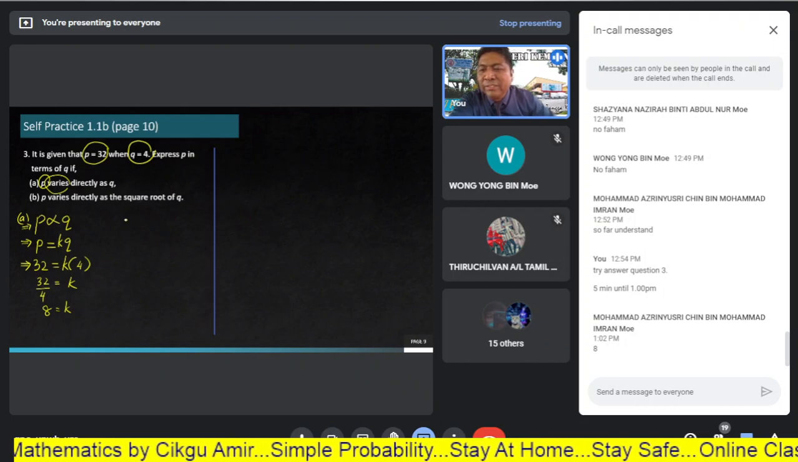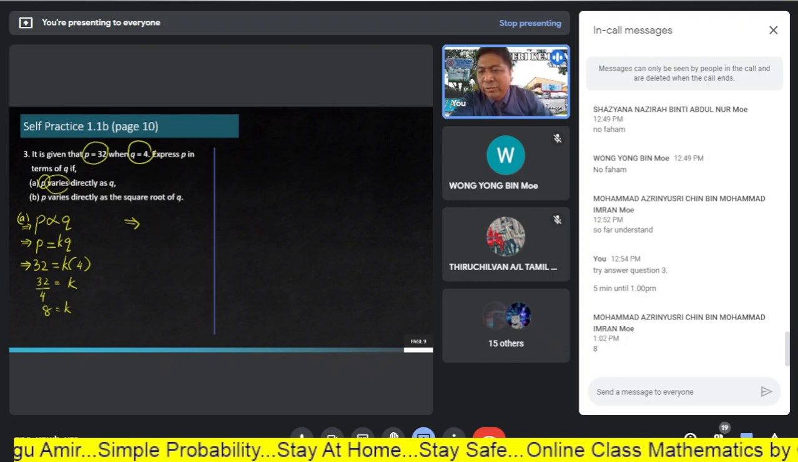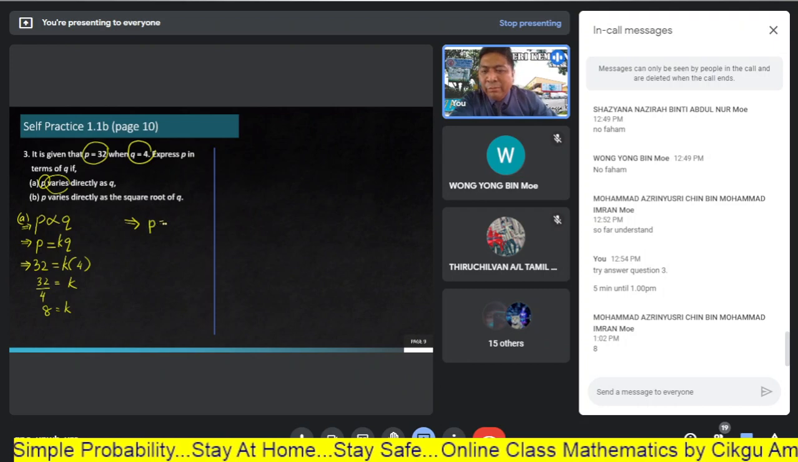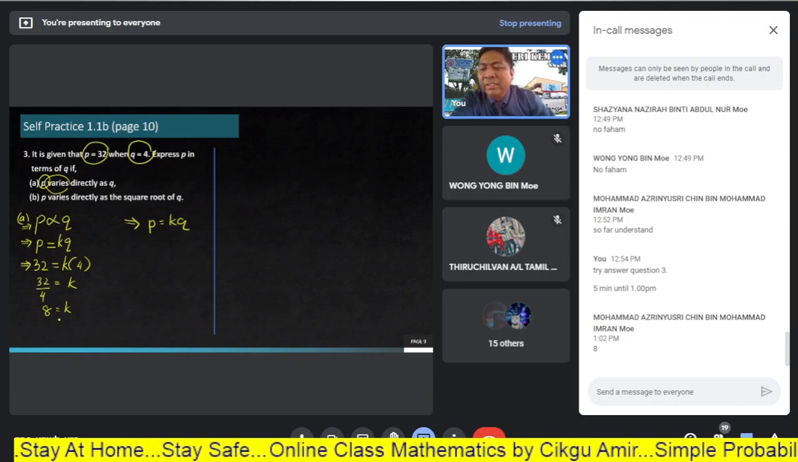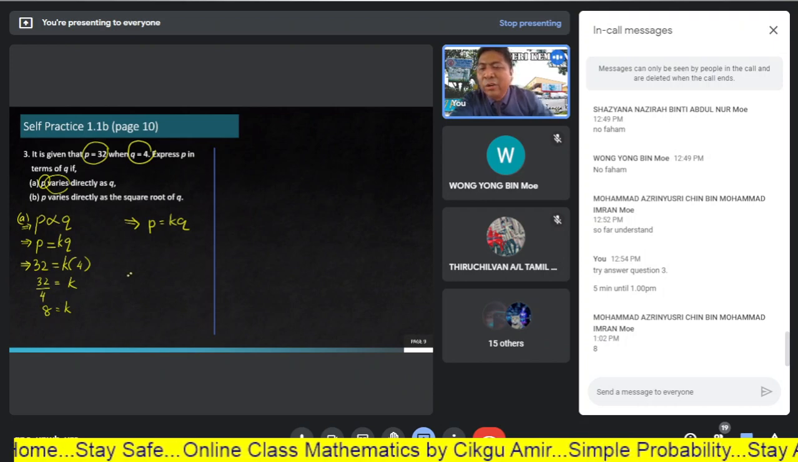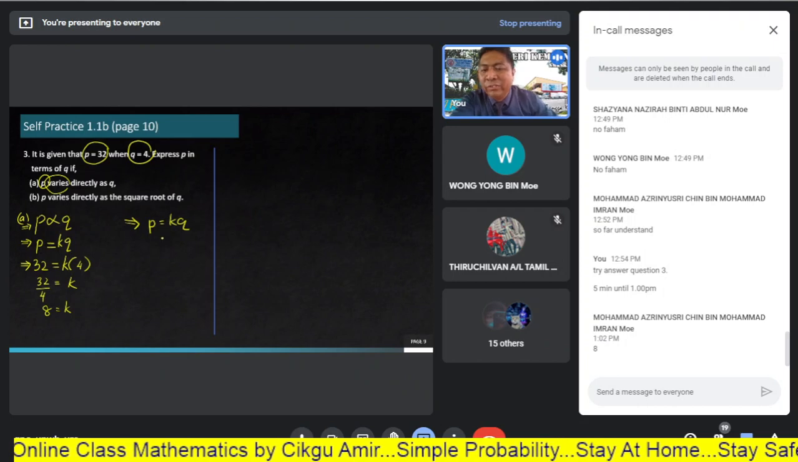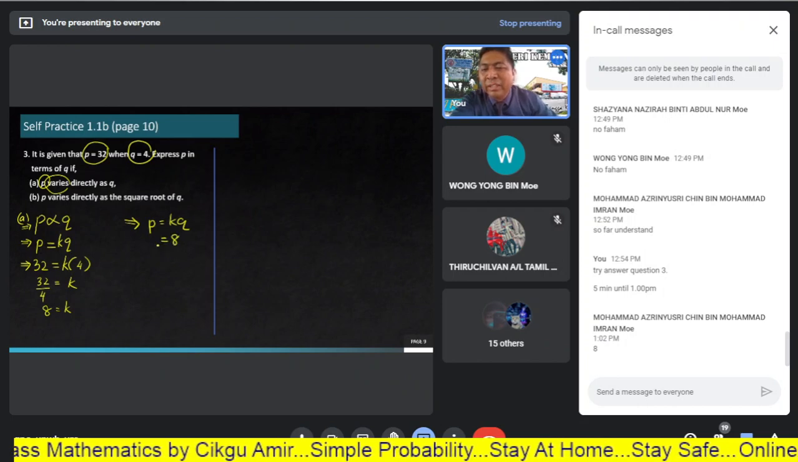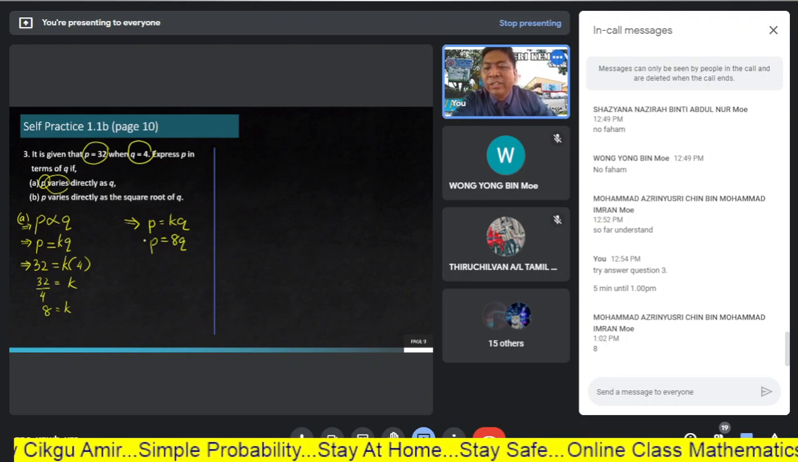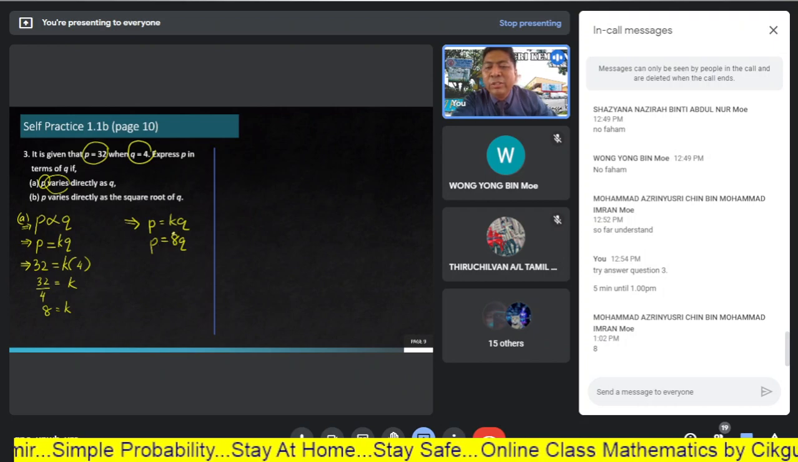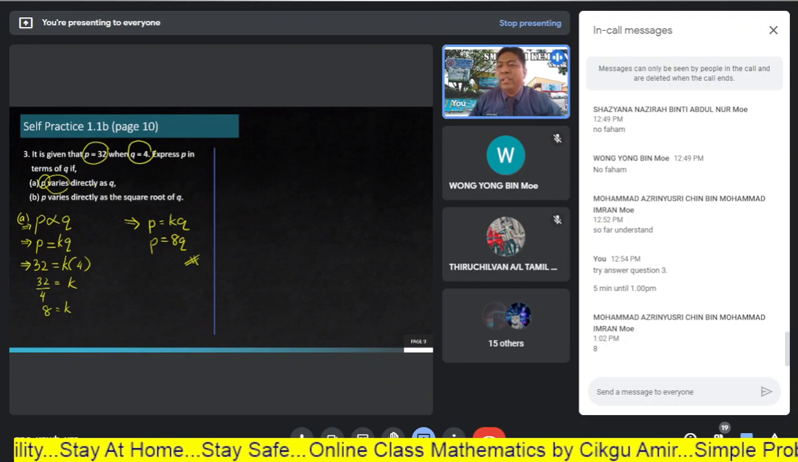Fourth step, last step. Ambil balik equation form, P equal to KQ di second step tadi. Now we substitute the value of K only. K here is 8. Variables P and Q are unchanged. So the answer is P equal to 8Q. It's the first one, P varies directly as Q.